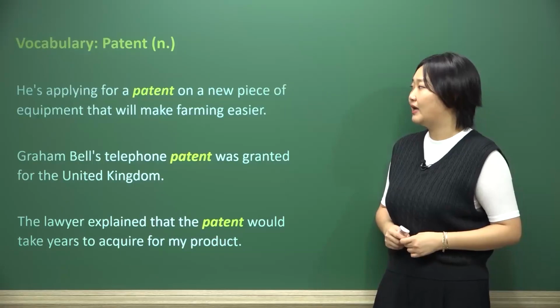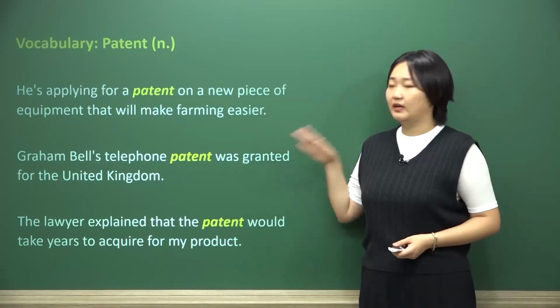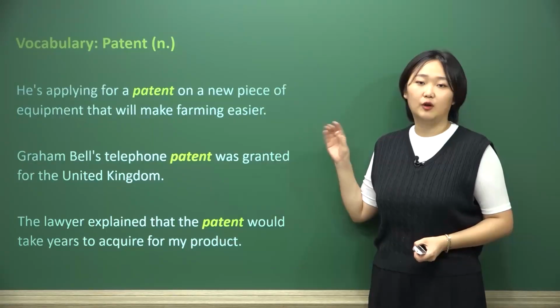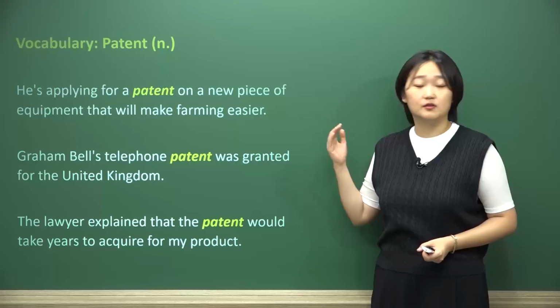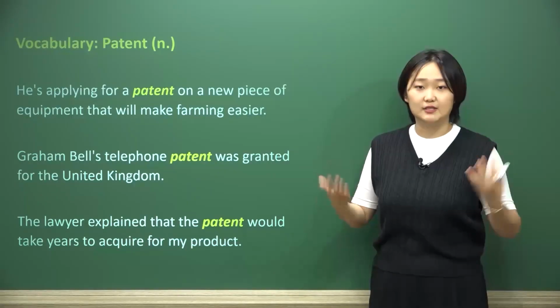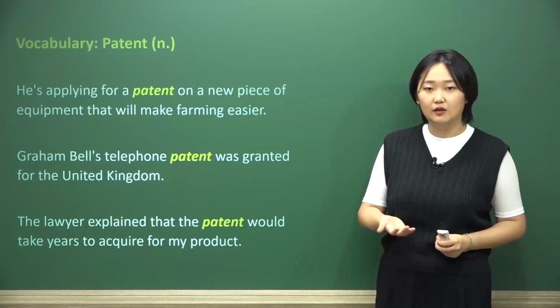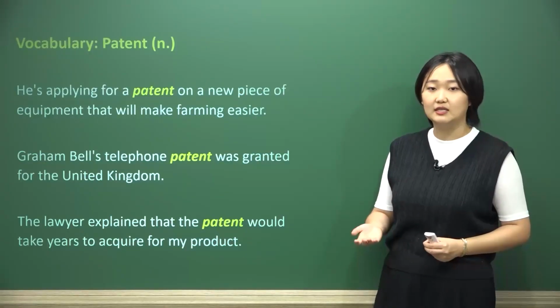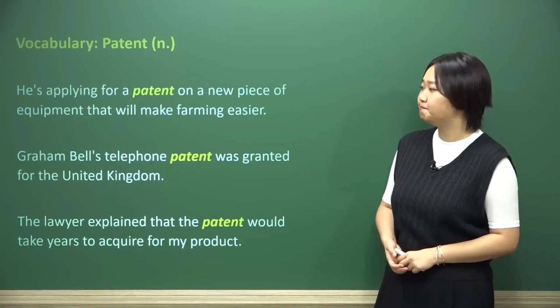He's applying for a patent on the new piece of equipment that will make farming easier. So it's a new piece of equipment, hasn't existed before, and he's applying for a patent, a right, a license that says that he is allowed to use it, also that he's allowed to own it, the fact that he has created it himself, that he gets the right to it. So if there's another company that wants to make it and then sell it without giving him the permission or the credit, then he can go ahead and start suing people for that kind of act.